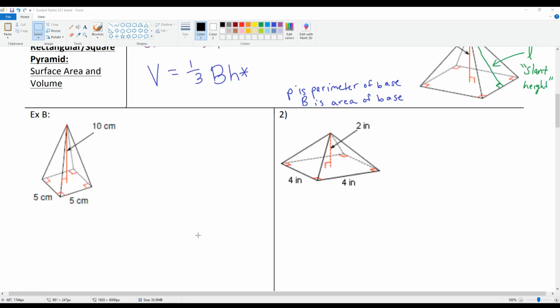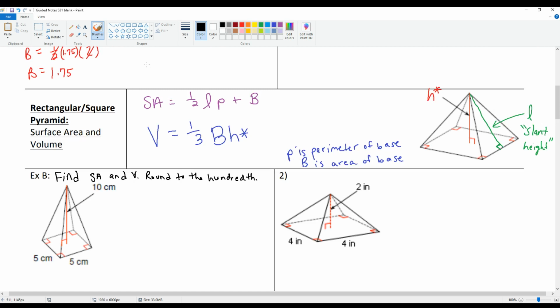We're going to find the surface area and volume of this pyramid. I'll write that in since the directions don't say. We're also going to round to the 100th place because this will have some decimals, and we need to know where to round to. So let's go ahead and find surface area first.